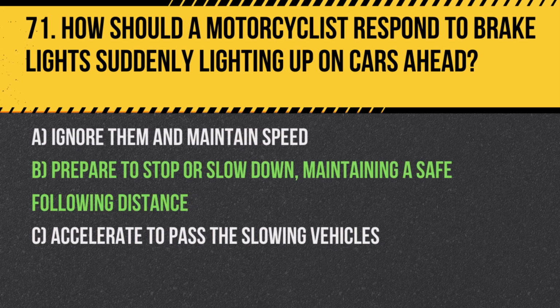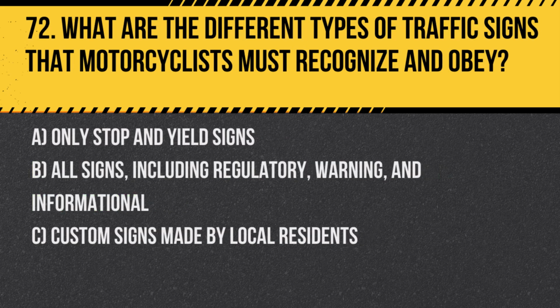Answer: B. Prepare to stop or slow down, maintaining a safe following distance. Reacting appropriately to brake lights can prevent rear-end collisions. Question 72. What are the different types of traffic signs that motorcyclists must recognize and obey?